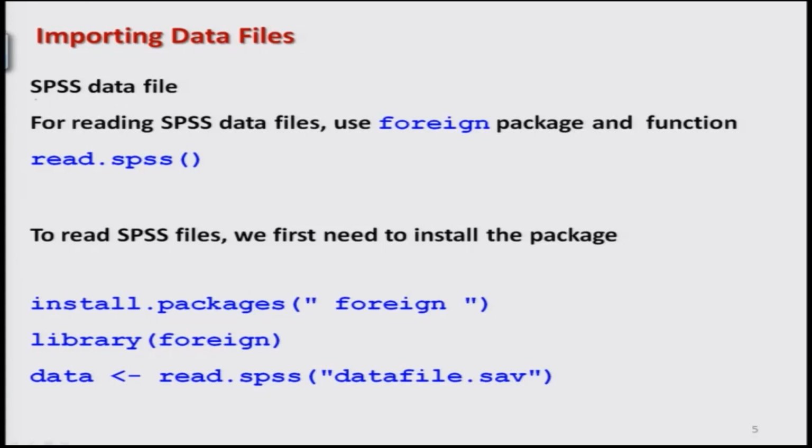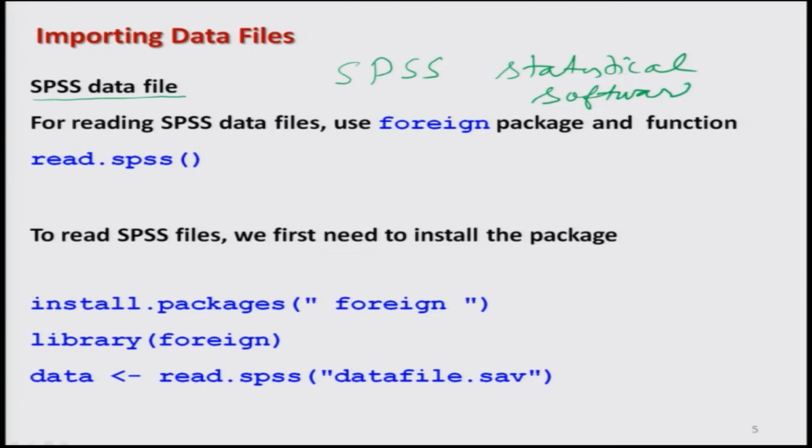Suppose we are going to read a SPSS data file. SPSS is a very popular statistical software. In order to read a data file that is created in the SPSS package, we need to install a special package which is called foreign, FOREIGN, all in small letters. So, first we install this foreign package, and then we use the function read.spss, and we give the name inside this argument.